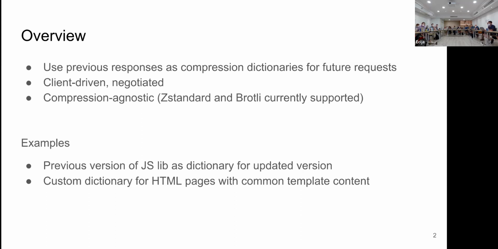One example of this feature is using the previous version of a resource as a dictionary for a future version. For example, the YouTube JS player updates a few times a week, and all versions can be used as a dictionary to compress another version of the file. Another example is a custom dictionary. You can build a custom dictionary for your HTML pages or JS files that has common templates in it. You can sideload a dictionary as a part of the navigation that can be used in future requests.